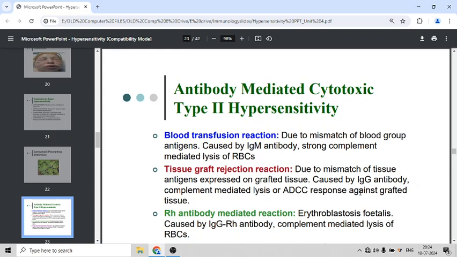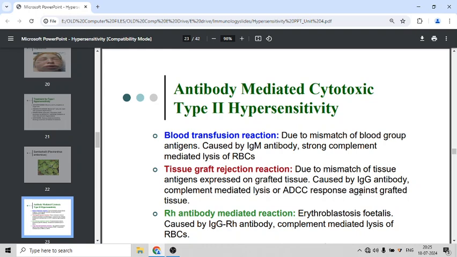Now coming to the next type of hypersensitivity, that is type 2 hypersensitivity, which is called as antibody mediated cytotoxic hypersensitivity. Here, majorly the antibodies involved are IgG and IgM. And it is against the particulate antigens or the antigens that are attached to the membrane. The reaction is by the antibody on the antigens that are attached to the membrane.